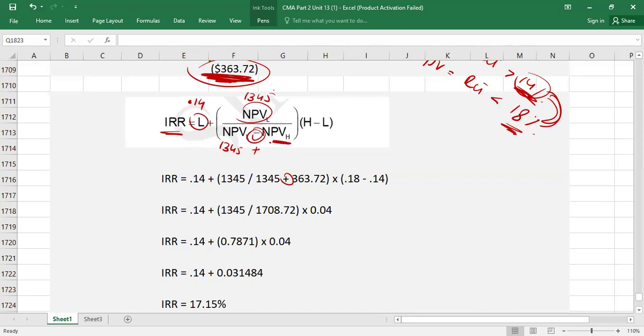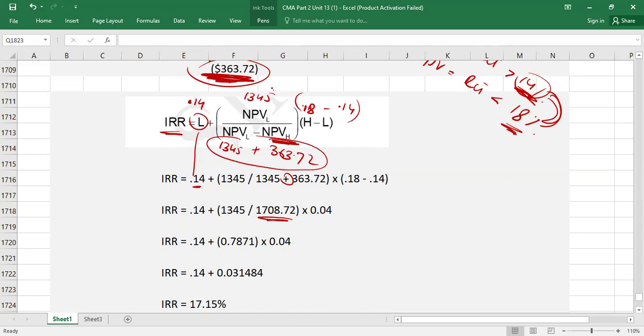Okay. So then we have to take NPV at higher cost of capital. NPV at higher cost of capital is how much? 363.72. Okay, we'll write that, 363.72. And then we will multiply by higher cost of capital, which is 0.18, 18%, minus lower cost of capital 0.14. Now we'll solve it. So this is 14%, this value, and if I first add these two values, what will the total become?